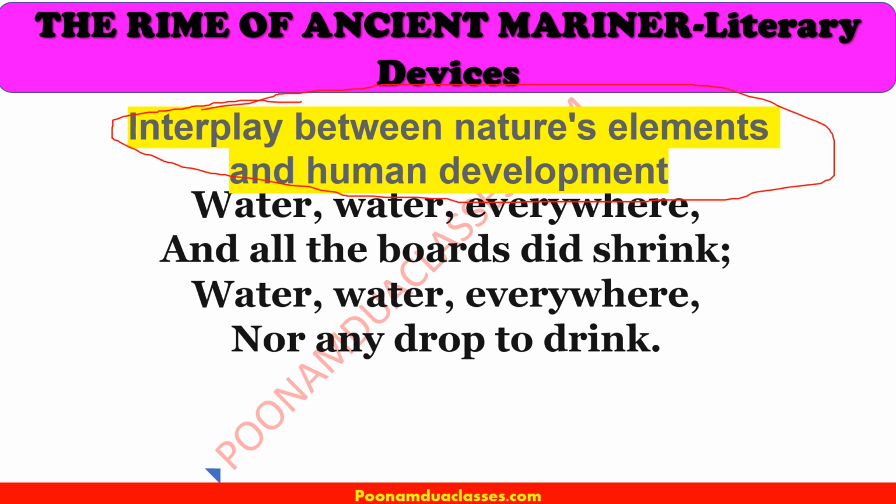Rime of the Ancient Mariner कहीं ना कहीं highlight करती है the interplay between nature's element and human development. Humans अपने आप को इतना ज़्यादा डेवलप करते चले जाते हैं, इतने ज़्यादा एडवांस होते चले जाते हैं कि अपने आसपास के नेचर को नुकसान पहुंचाना शुरू कर देते हैं. In the poem, nature is the creation of God. Thus, when the mariner improperly interacts with nature and wants to gain power over it, he also challenges God.